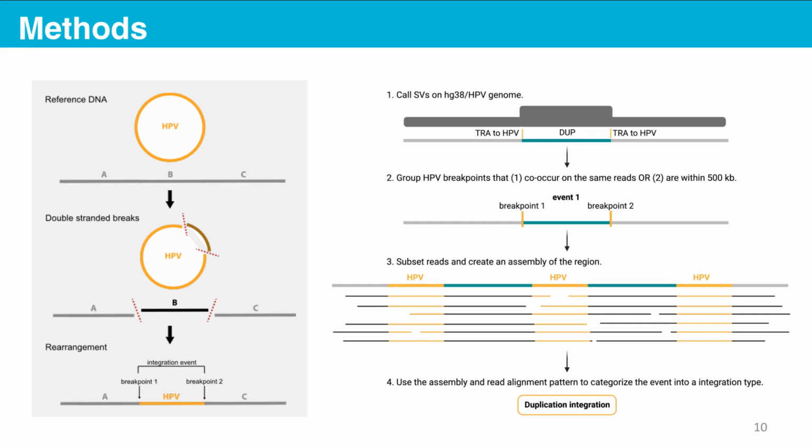Next, the reads from each event were subsetted out. So it's just the event reads, and these were used to create local assemblies of the integration events. And using the assembly and read alignment patterns, I was then able to categorize each event as a particular integration type.